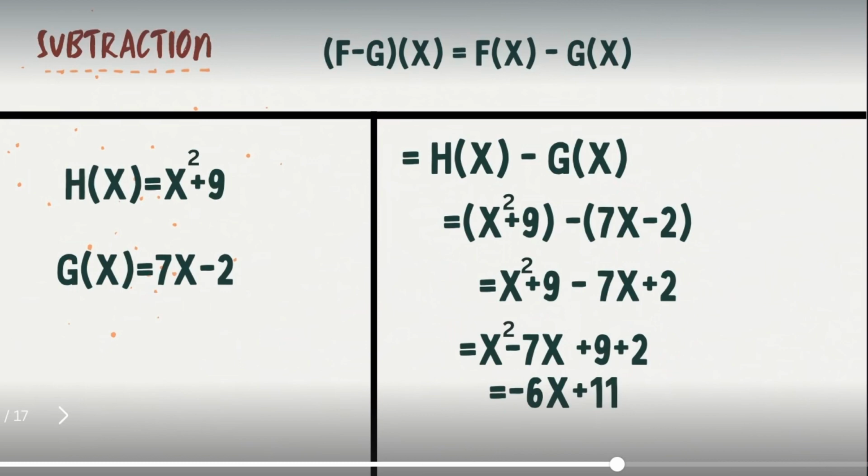So let's subtract the first terms. So x squared minus 7x, that will be negative 6x, and then 9 plus 2 is equal to 11. So H of x minus g of x is equal to x squared minus 7x plus 11. Here are some examples or exercises that I prepared for you guys to fully understand the concept of addition and subtraction of functions.